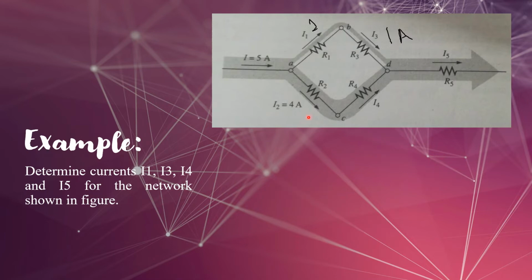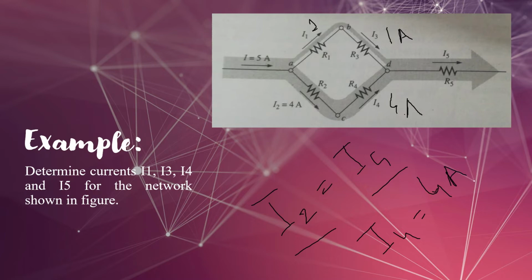Now we have to find the value of I4. So apply KCL to node C. You will see that the current entering the node is I2 and the current leaving the node is I4. So we can write that I2 is equal to I4 because this is current entering the node and this is current leaving the node. So the value of I4 is equal to 4 amperes.